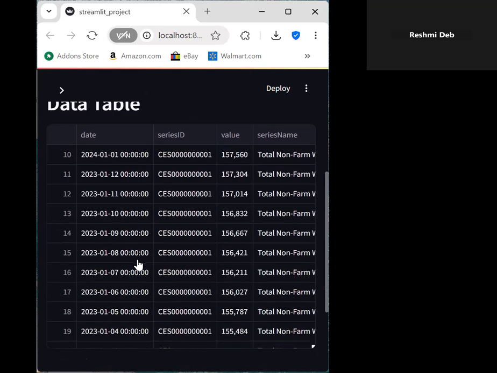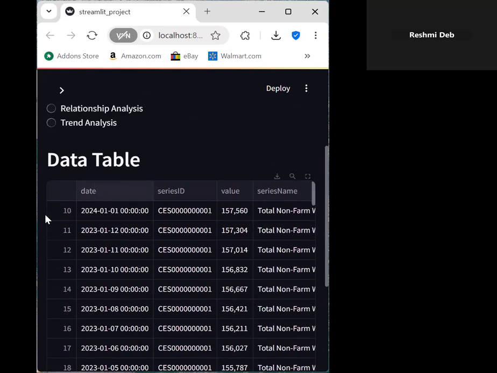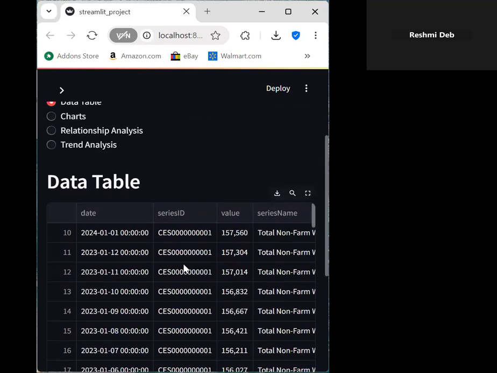Next, we take a look at the data table. This is the overview of my data, and I have selected four series IDs in this, and these series names are total non-farm workers, unemployment rate, unemployment level, and average weekly hours. And this is clean data which was processed from the raw data.